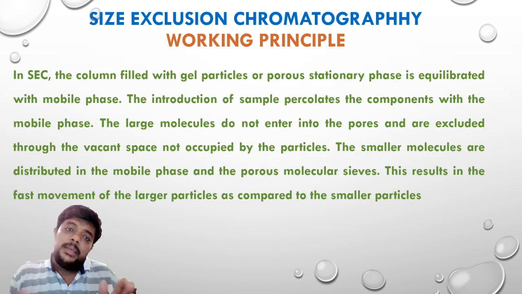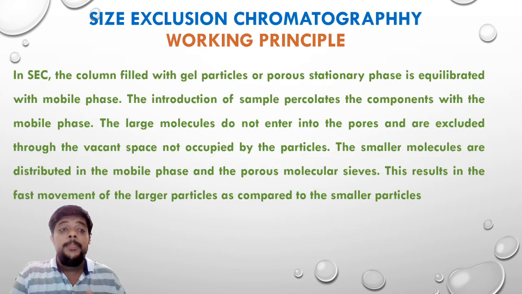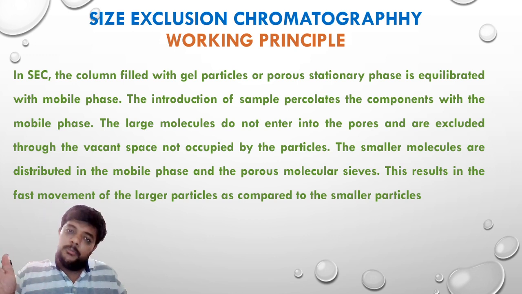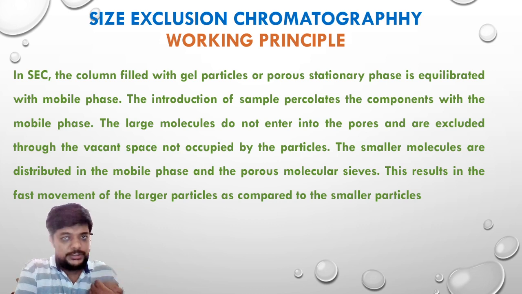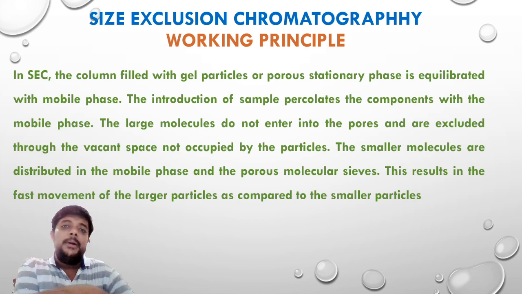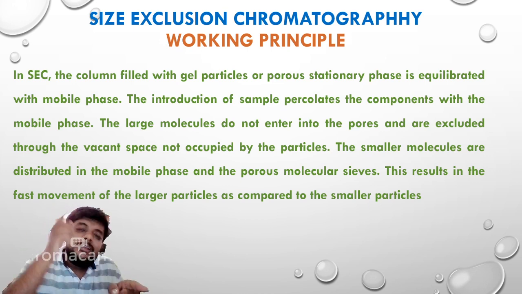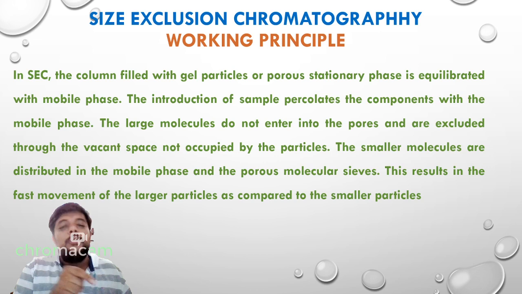Working principle can be explained in a different way. In size exclusion chromatography, the column filled with gel particles or porous stationary phase is equilibrated with mobile phase. It means, first of all, when the mobile phase is passed through the stationary phase column, the gel particles get equilibrated, get saturated with the mobile phase. The introduction of sample percolates the components with the mobile phase. So with the flow of the mobile phase, the sample keeps on coming down and down and down.